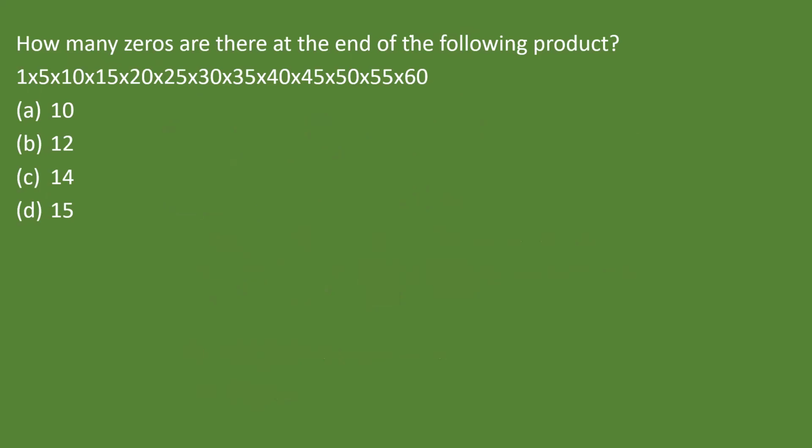How many zeros are there at the end of the following product? 1, 5, 10, 15, 20, 25, 30, 35, 40, 45, 50, 55, and 60. Please be careful, students. All these are what? Multiples of 5, but not the factorial. These are all multiples of 5. In this case, there is a chance of 2s in.